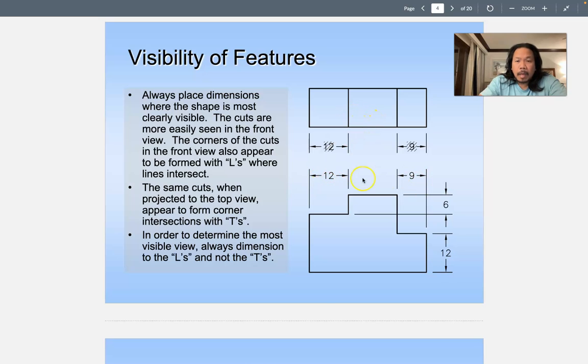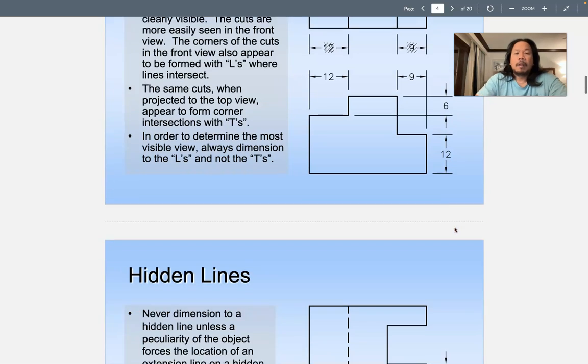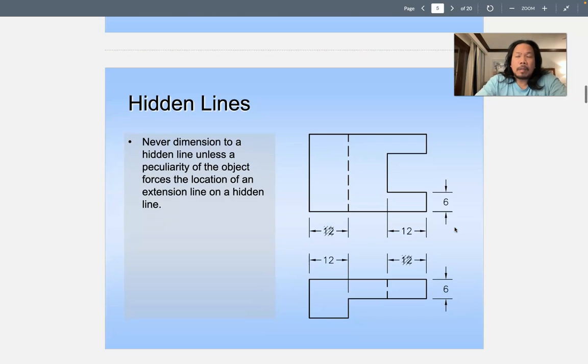So 12, 9, and then what is the total dimension of this? That's the third dimension you have to add. Same thing with the height. You have 12, and then you have 6, and then there should be another dimension here saying what the total height is. Okay, hidden lines.